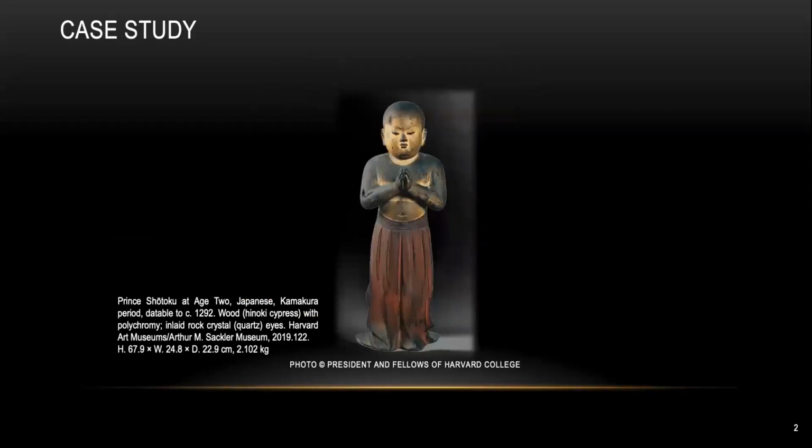This is Shotoku Taishi, also known as Prince Shotoku, from the Harvard Art Museum. It's a 13th century Japanese wooden sculpture, known as the oldest and finest surviving sculpture of the Japanese founder of Buddhism. It's a hollow sculpture, and inside it contains about 70 different objects like paper, textile, crystal, glass, and some wood elements.